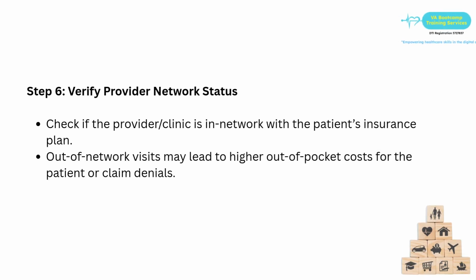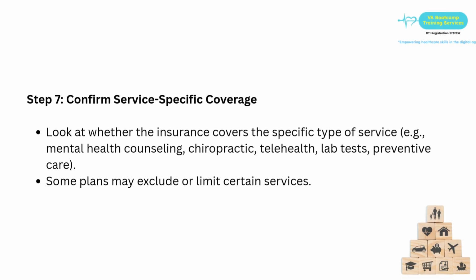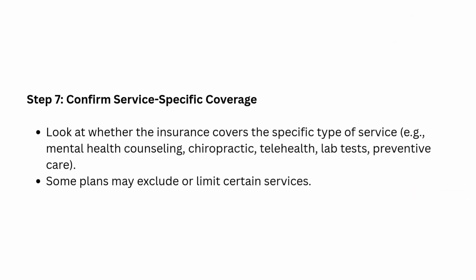Step 6. Verify provider network status. Check if the provider or clinic is in network with the patient's insurance plan. Out-of-network visits may lead to higher out-of-pocket costs for the patient or claim denials. Step 7. Confirm service-specific coverage. Look at whether the insurance covers the specific type of service, for example mental health counseling, chiropractic, telehealth, lab tests, preventive care. Some plans may exclude or limit certain services.